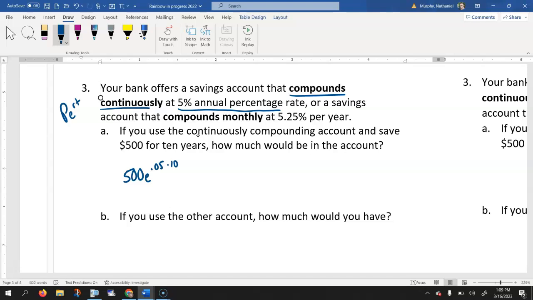The nice thing is when you type this in your calculator, when you type in e, it automatically gives you the caret with an open parenthesis because it knows it's going to have an exponent, so you don't have to worry about remembering to put it in parentheses. It'll automatically do that for you. So that gives you the total amount. So the total amount after 10 years would end up being $824.36.